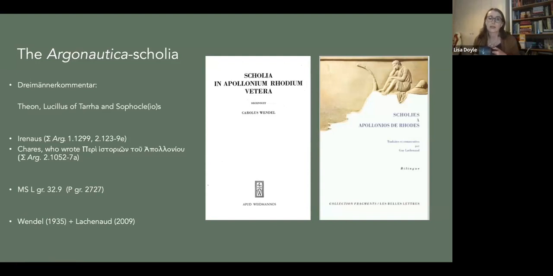The Apollonius-scholia have been neglected in scholarship. The study of scholia has really taken off in the past decade or so. Inevitably, that focus will always land on the Homeric scholia, and for good reason. It's a vast, vast corpus of ancient scholarship. The Argonautica-scholia have not received the same attention. They're a little different to other scholia.